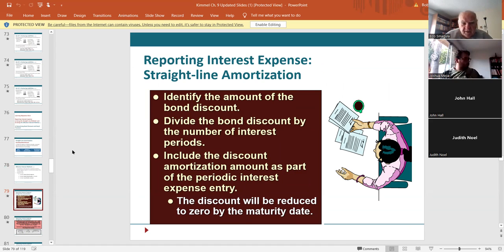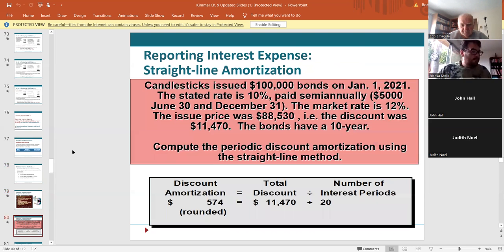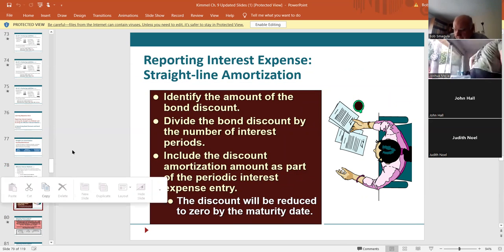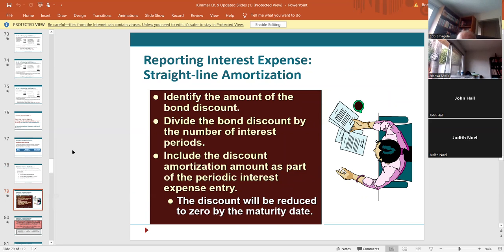We can have straight line amortization. You divide the discount or premium by the number of the periods and go from there. Okay, let's take a look at straight line amortization.